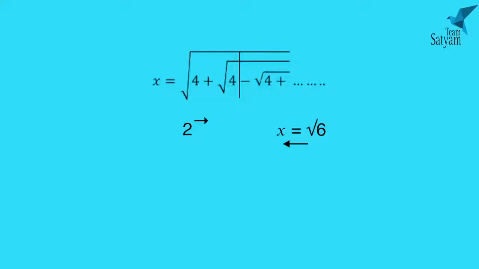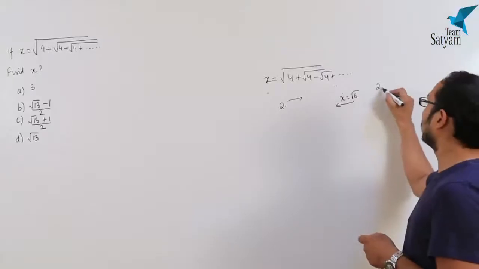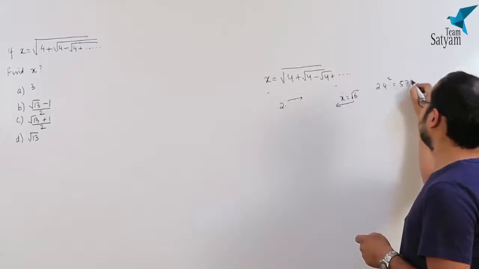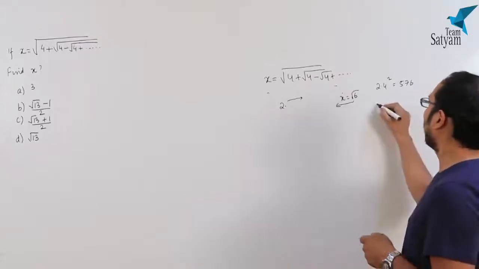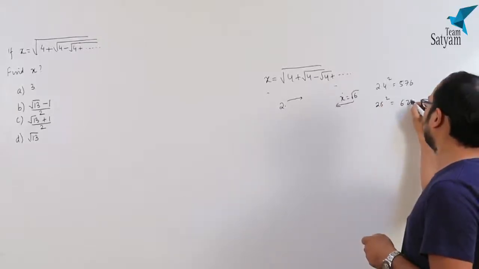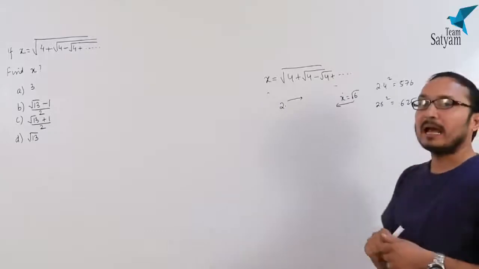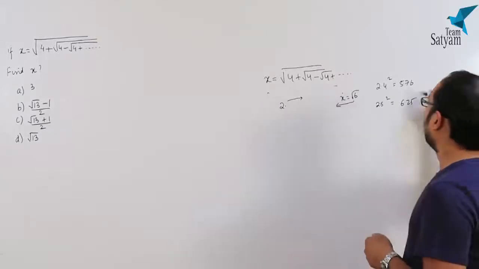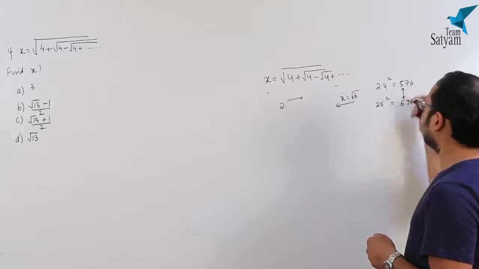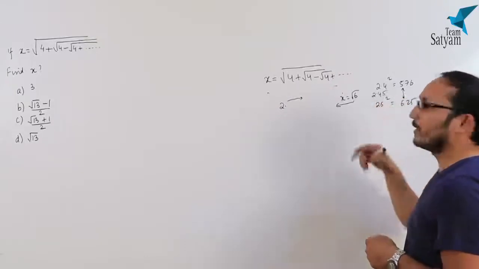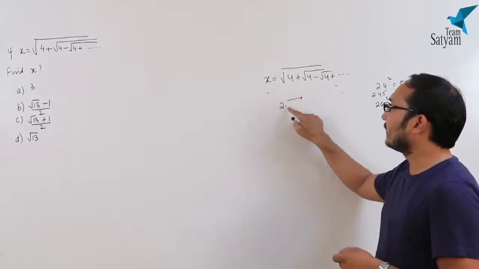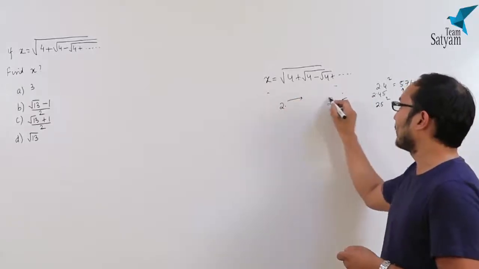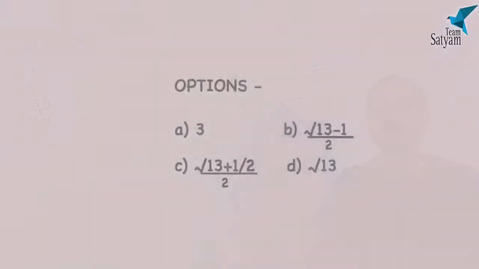Now, in order to find the value of root 6, I could have just tried and analyzed this situation. 24 square is 576, so I can say 2.4 square is 5.76, while 25 square is 625, so 2.5 square is ideally 6.25. 6 lies somewhere in between this. So the value could be close to 2.45. So ideally, what we can say is that this value of x is greater than 2, but it is smaller than 2.45. So now let's try and analyze the options.